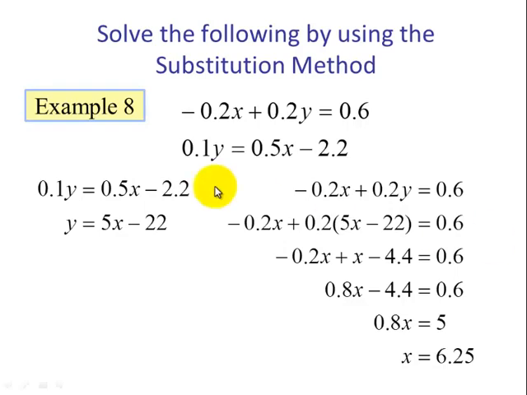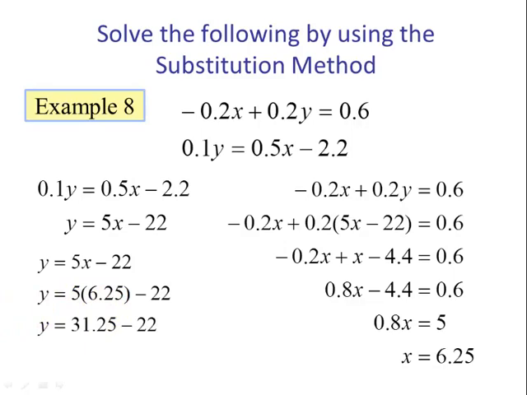To find y, it would make sense to use this equation. Everywhere I see an x, stick 6.25. 5 times 6.25 becomes 31.25. Minus 22 gives us a value for y of 9.25. So the solution to this system is 6.25 comma 9.25.